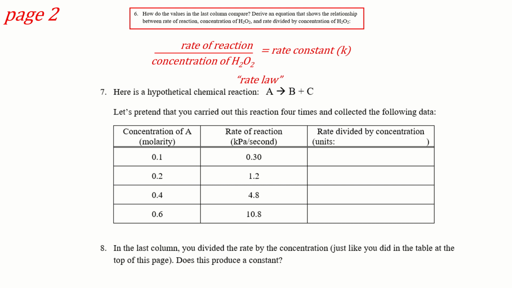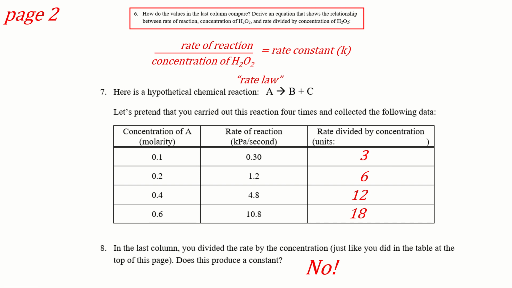And what you can see is if you do the same operation that we did before, rate divided by concentration, for this first row right here, 0.3 over 0.1, that's 3. 0.12 over 0.2, that's 6, and so on. So what this is showing is that we are not getting a constant, just like we did before. So does this produce a constant? The answer is no. But you can see that there's some kind of a mathematical relationship going on.